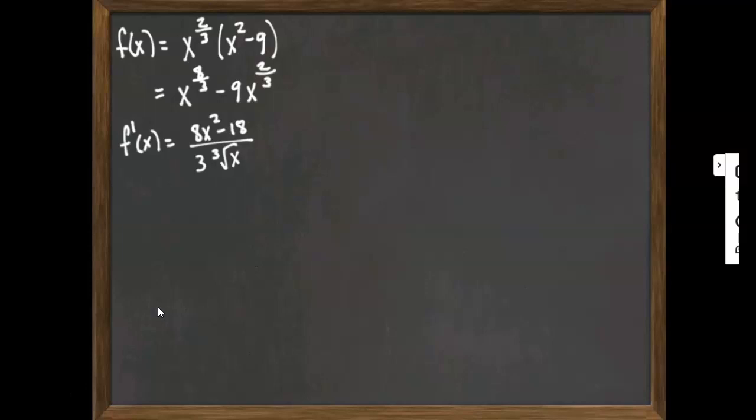And now we want to figure out, okay, when is the derivative 0? When is the derivative undefined? So it's going to be 0 when the numerator is 0. So when 8x squared minus 18 is 0.